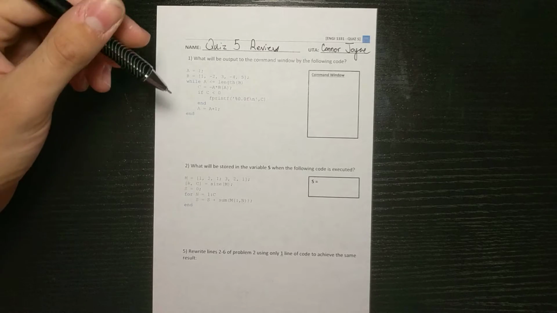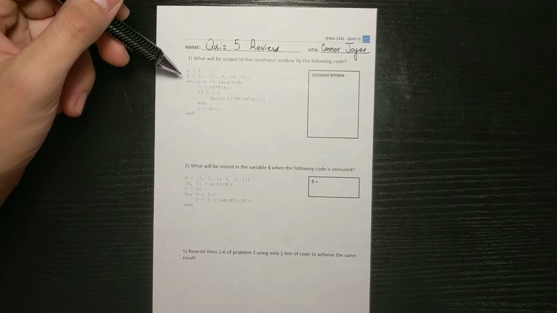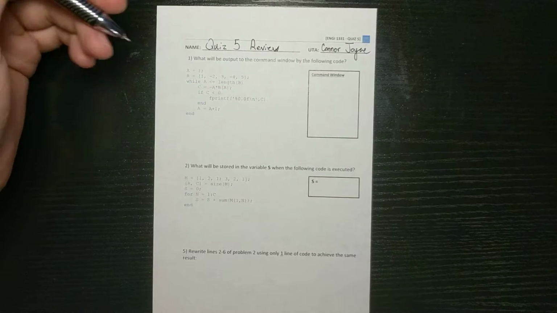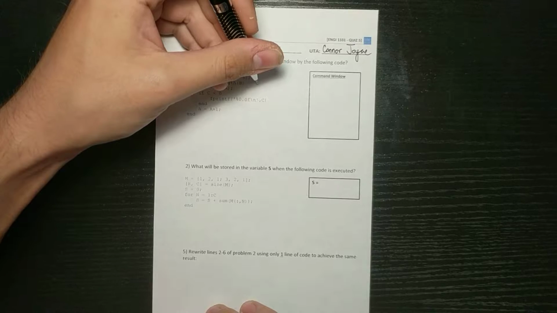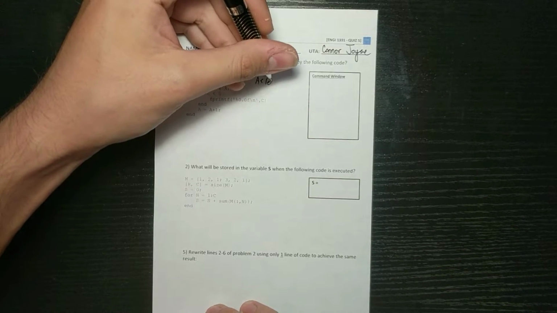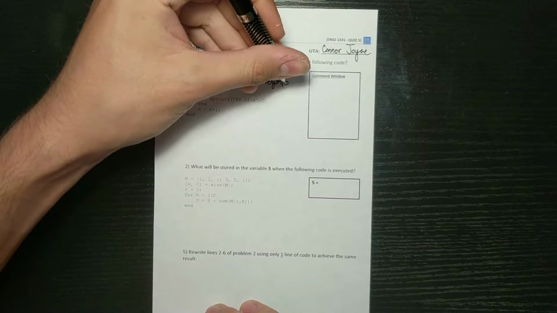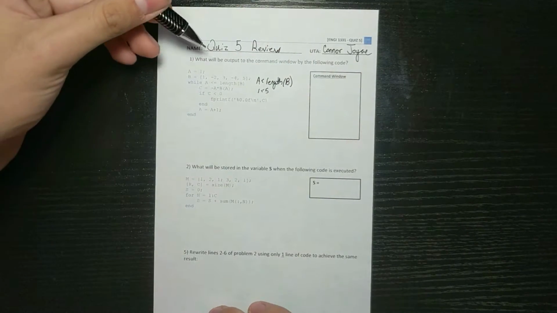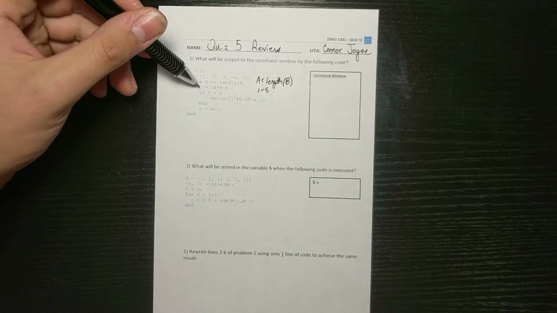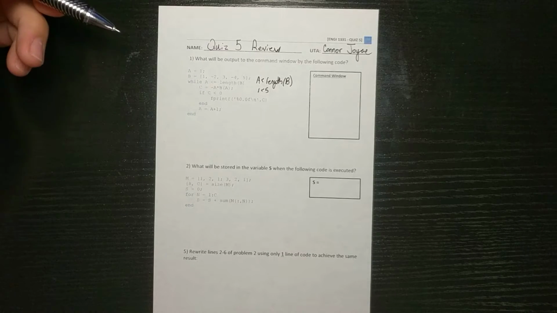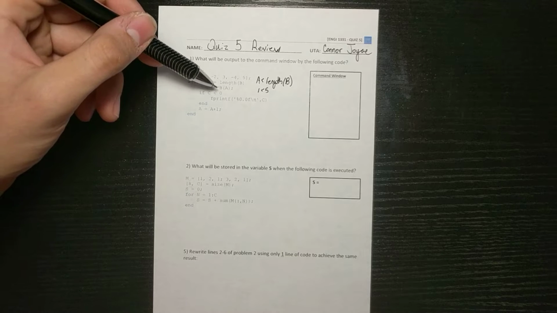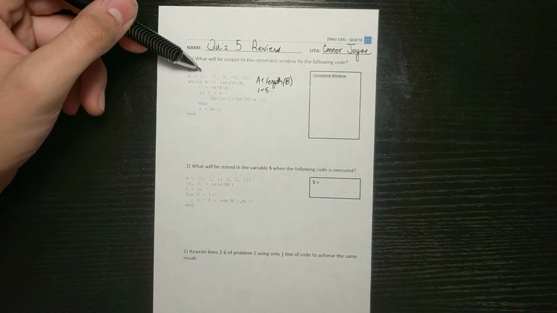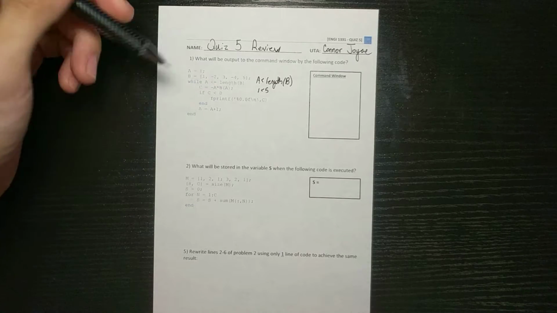So for 1, A is 1, B is this vector, while A is less than or equal to the length of B. That's saying while 1 is less than 5, do this stuff. We're going to walk step by step through our loop. C equals negative A times B of A. So negative A is negative 1 times B of A, that's B of 1.